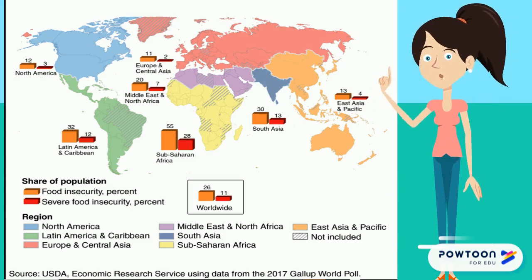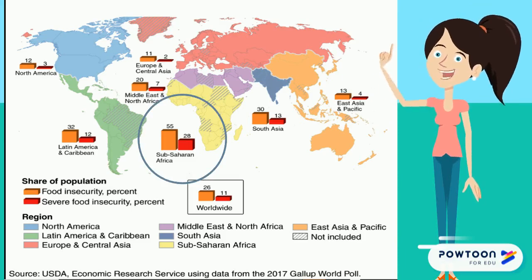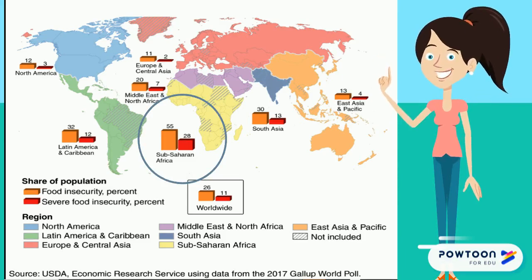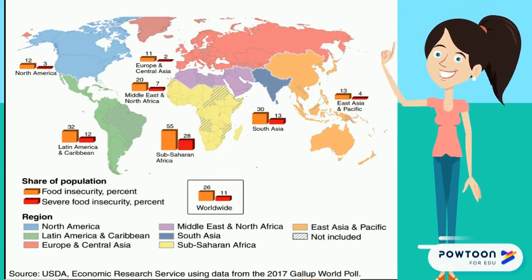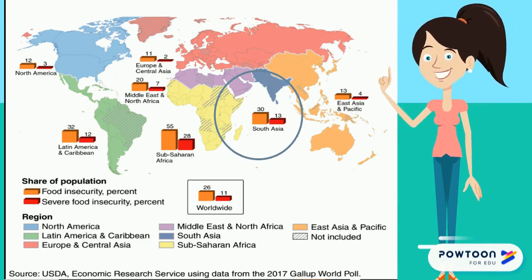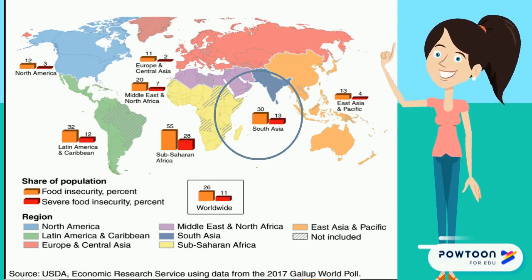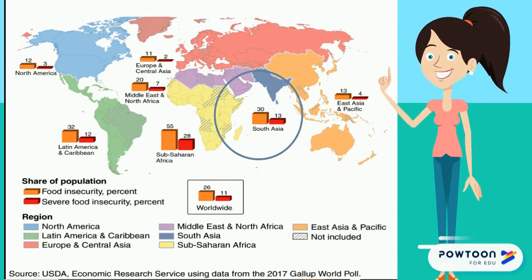We're going to start with Africa. Africa has the highest rates of food insecurity in the world, with 55% of people suffering food insecurity and 28% suffering severe food insecurity and going hungry. Next country we'll look at is South Asia, a little bit closer to home. South Asia has 30% of the population suffering from food insecurity and 13% suffering severe food insecurity.